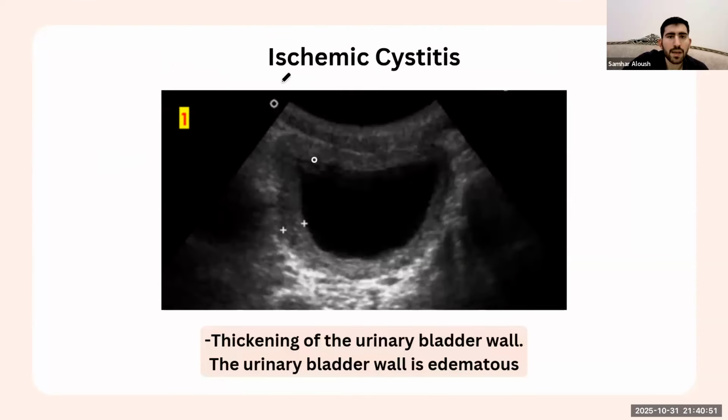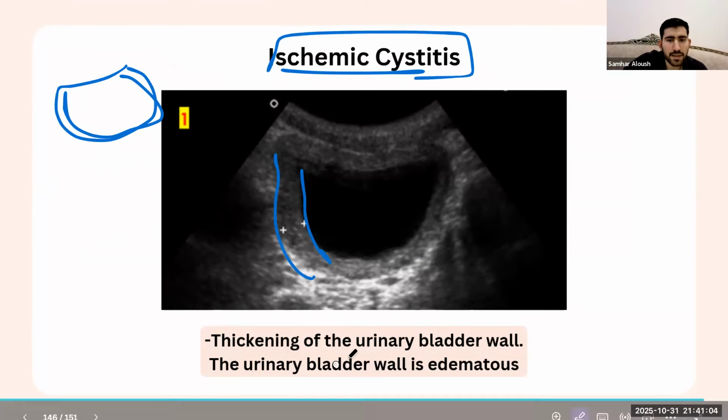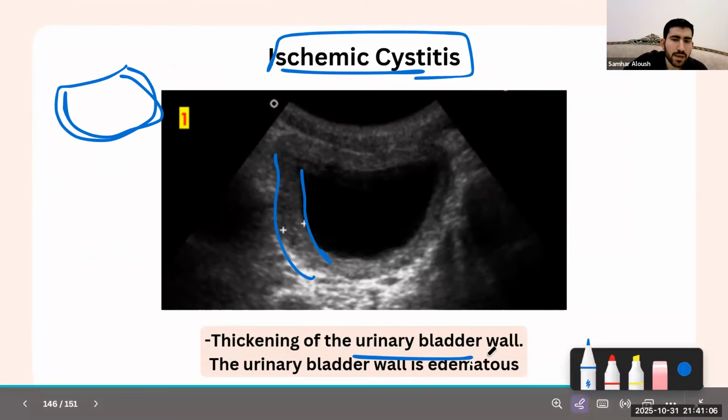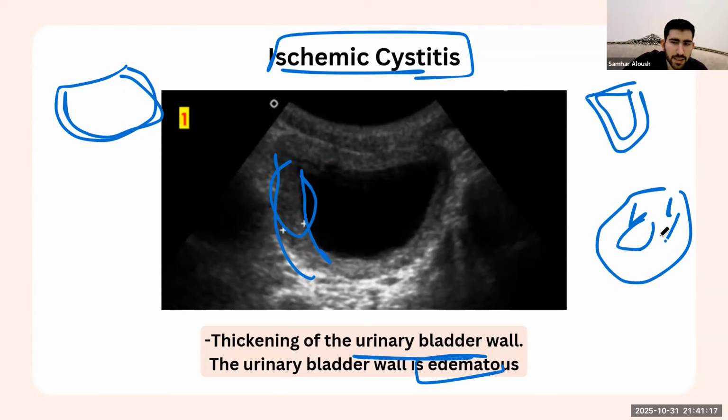Easy. Here we have the bladder, and normally the bladder has a very thin wall. However, if the bladder has a very thick wall, as you can see here, that's inflammation. Inflammation causes thickening of the bladder. So ischemic cystitis is thickening of the urinary bladder wall, okay? And it has edema. That's why it's very thickened. So normally the urinary bladder is very thin. However, if it becomes very thick, as you can see here, it's going to become full of fluid. That's cystitis, okay? Inflammation of the bladder.